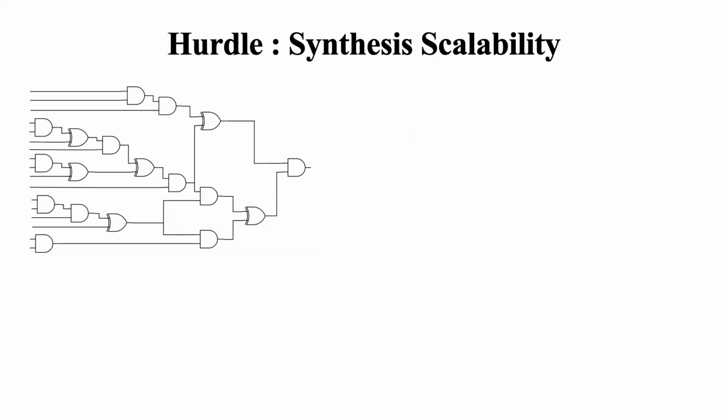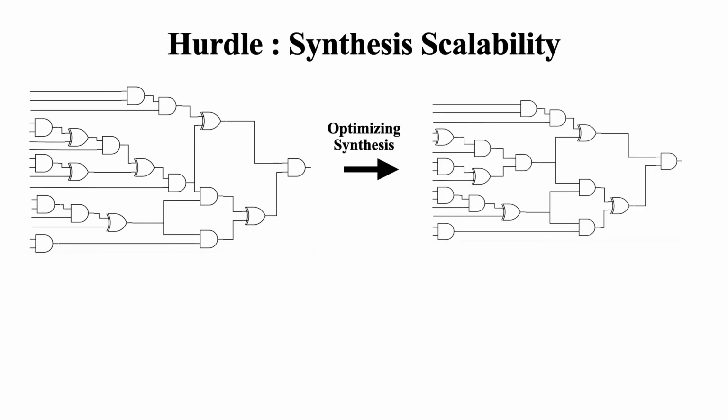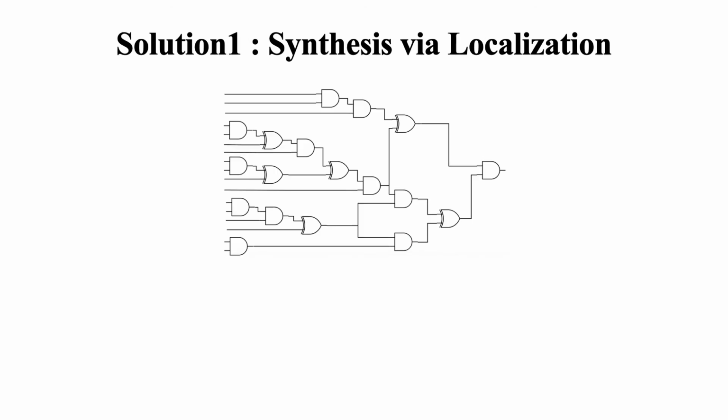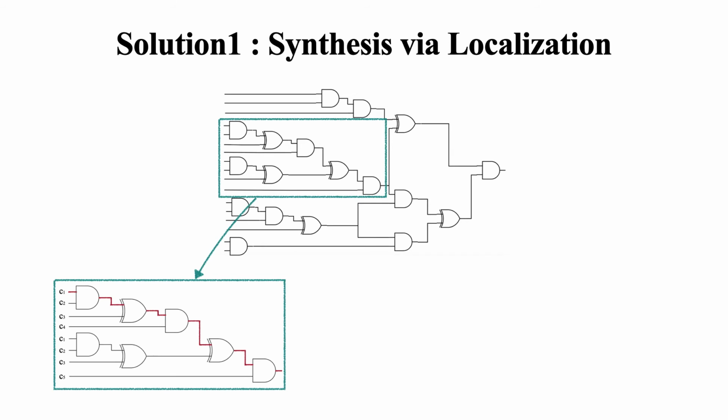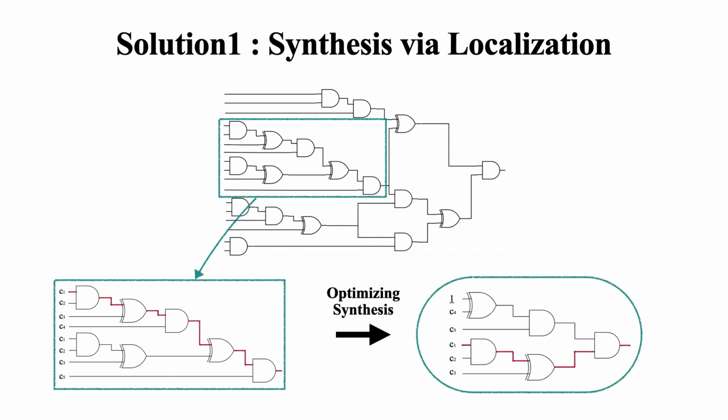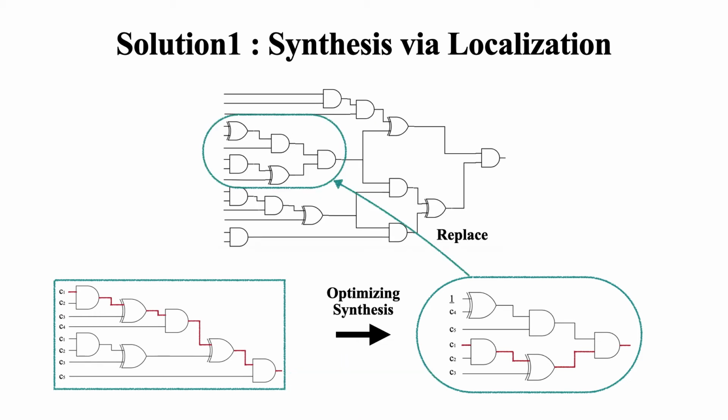But practically, the whole circuit of HE application is too enormous to perform optimizing synthesis at once. In this paper, we present two solutions to deal with this problem. First, we use the localization technique. We first select subpart to focus on and find better circuit using optimizing synthesis. Not the same as before, performing optimizing synthesis for the small subpart is scalable enough. Then we just replace the selected subpart. Repeatedly performing this process, we can optimize the whole circuit step by step.